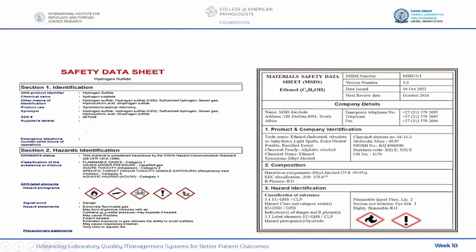It now says hazard statements: extremely flammable gas, may form explosive mixtures with air, contains gas under pressure, may explode if heated, may cause frostbite, fatal if inhaled, extended exposure to gas reduces the ability to smell sulfides, may cause respiratory irritation, very toxic to aquatic life. So this has given you, in a nutshell, the hazard information about this chemical, hydrogen sulfide.